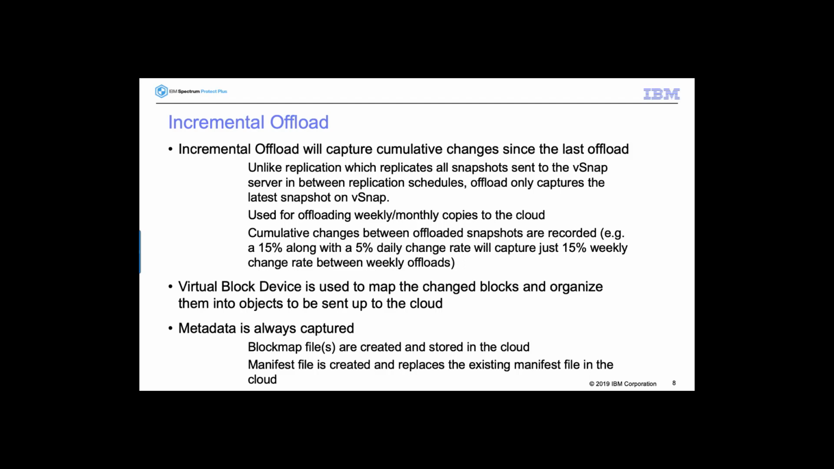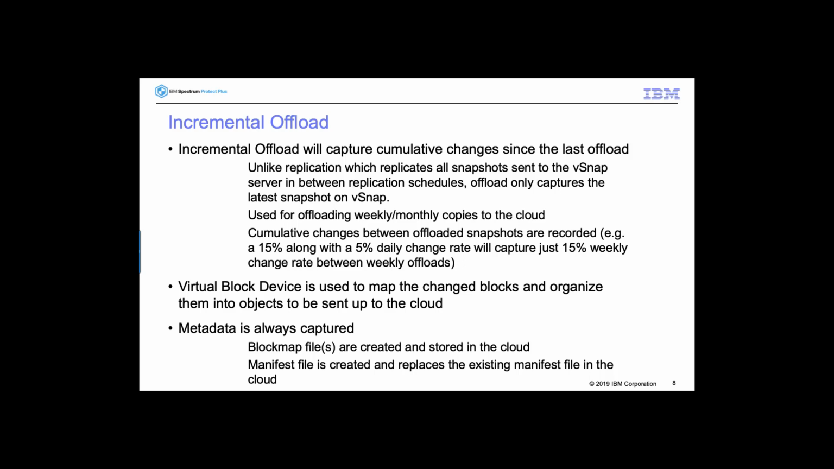Now, the way incremental offload works is a little different than the way vSnap replication works. With vSnap replication, if you miss a particular day or several days, all the snapshots that occurred in between are going to be sent to the replication partner. So for instance, if you replicated Friday after replicating on Monday and you backed up every day, Tuesday through Friday would be sent to the replication partner.